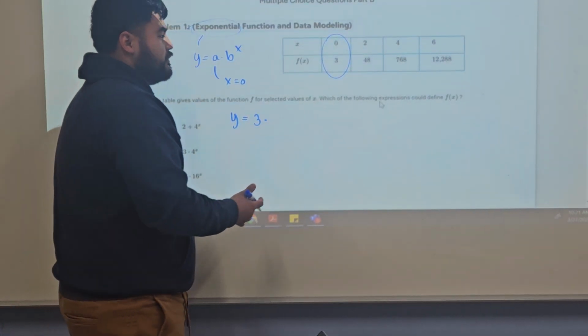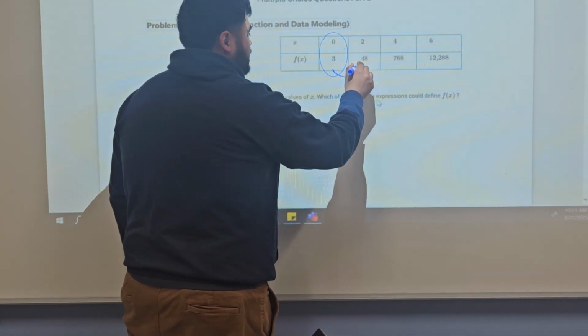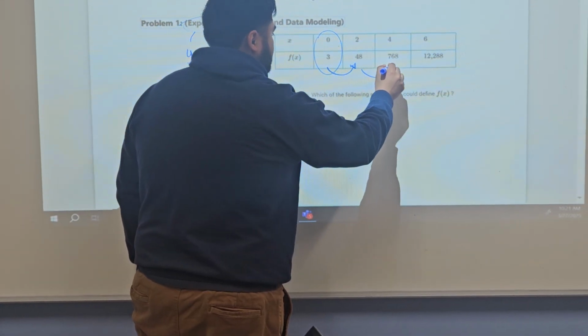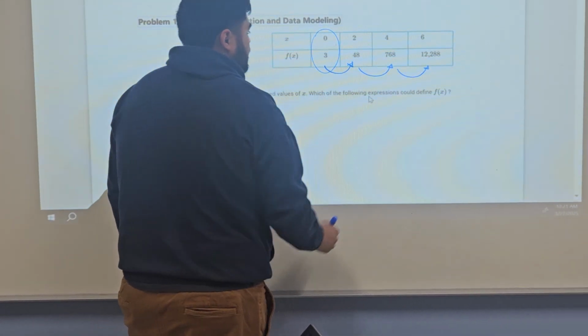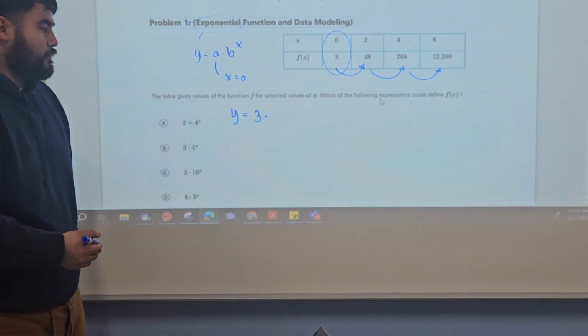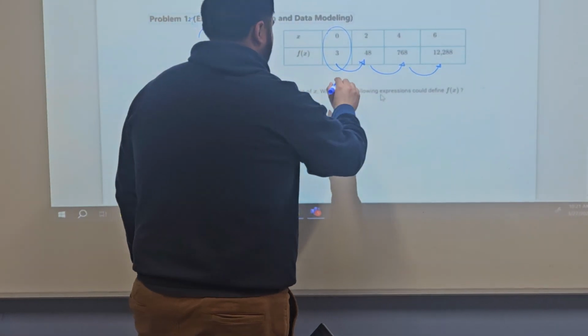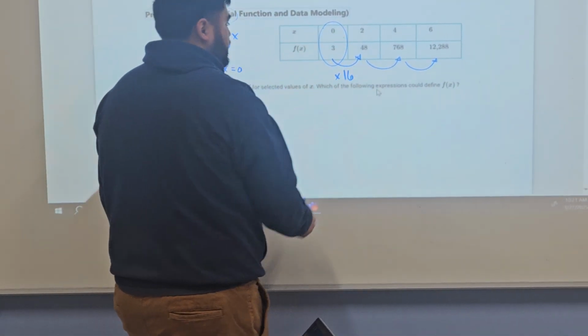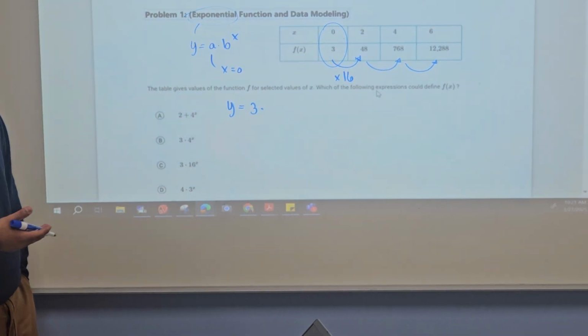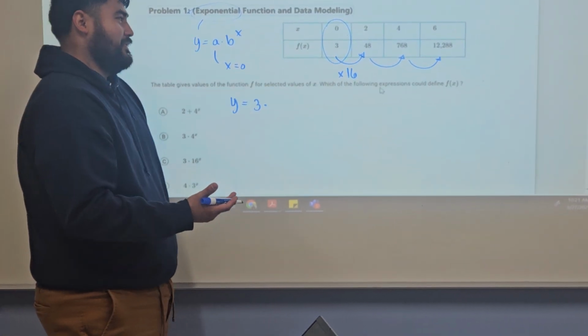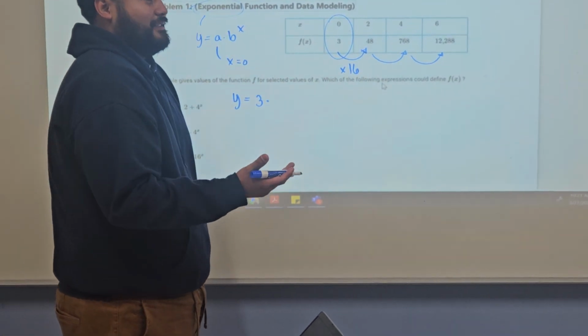My b is the multiple. What's happening here? Am I increasing or decreasing? In this format, we're increasing. So here we go. So 3 times 1 gives me 48. Well, 16, right? Obviously, I know that, but maybe you guys don't. So what could you guys do?